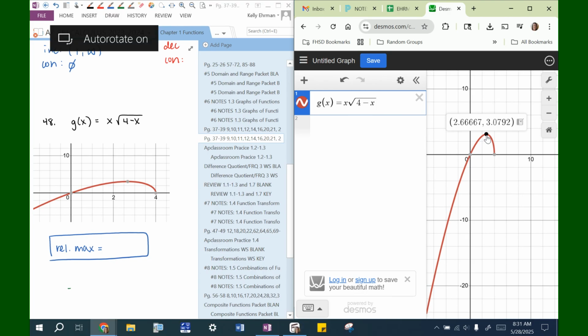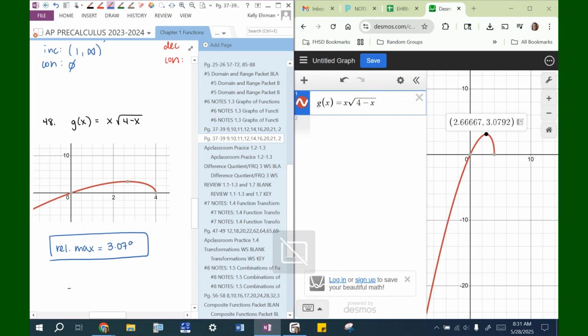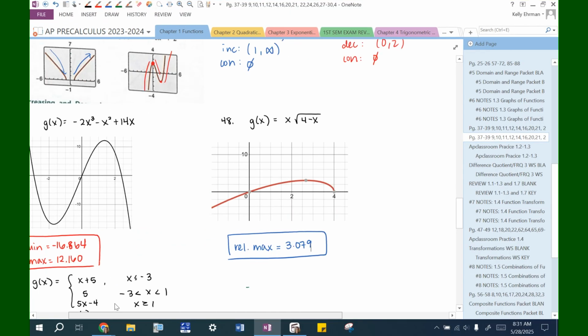3.079 is the relative max. There is no relative min because this graph looks like it continues to just decrease after that. So there can't be any relative minimum.